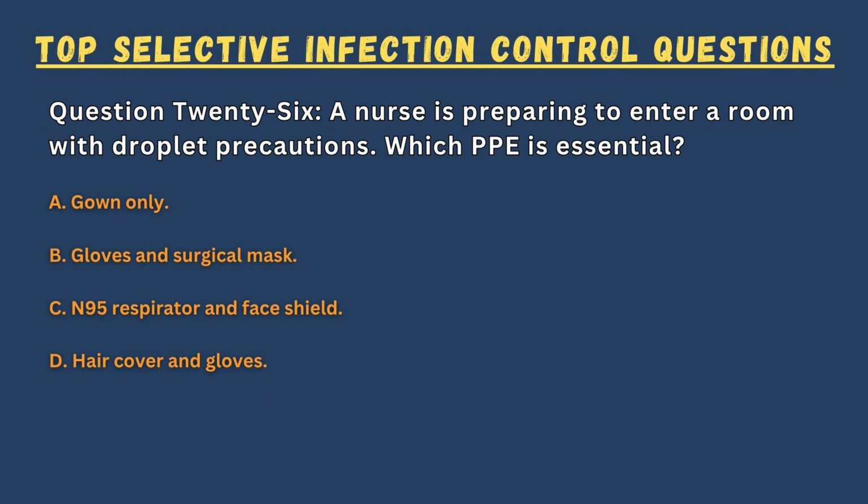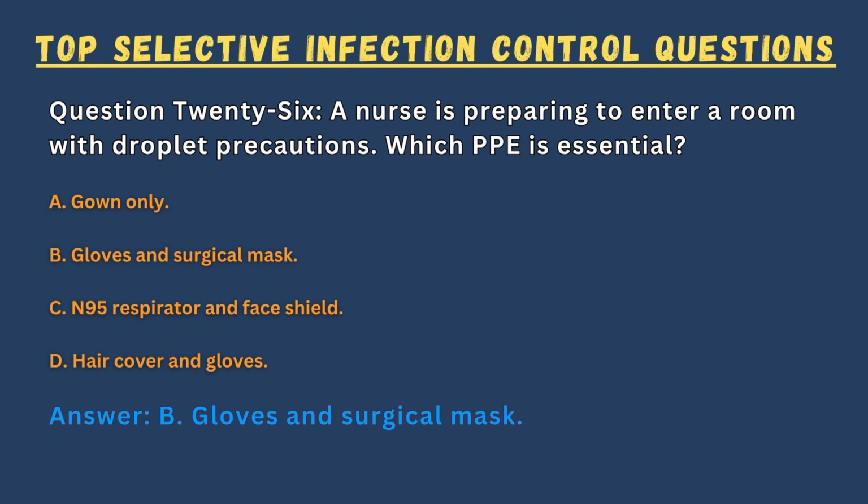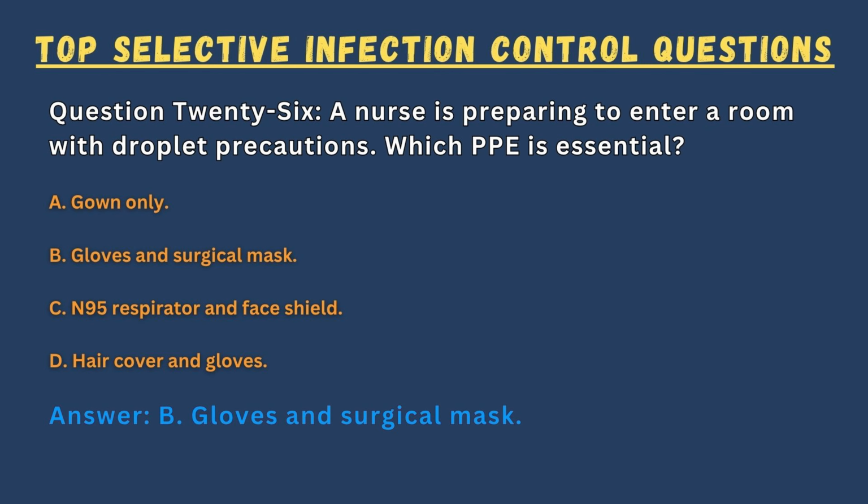Question 26. A nurse is preparing to enter a room with droplet precautions. Which PPE is essential? A. Gown only. B. Gloves and surgical mask. C. N95 respirator and face shield. D. Hair cover and gloves. Answer: B. Gloves and surgical mask.